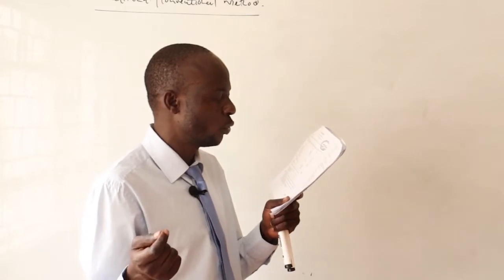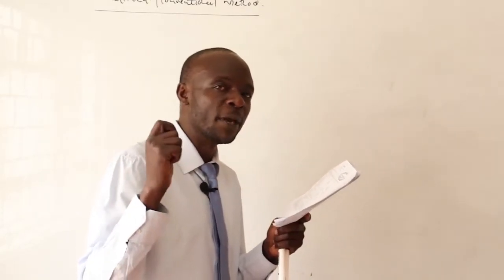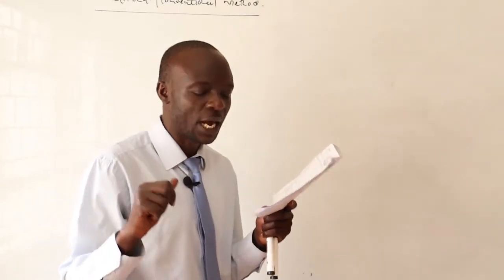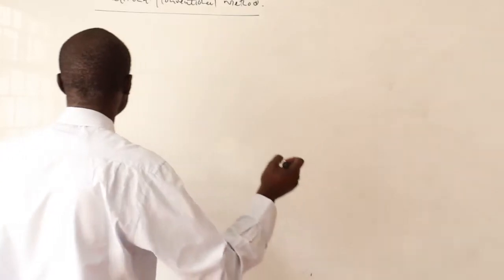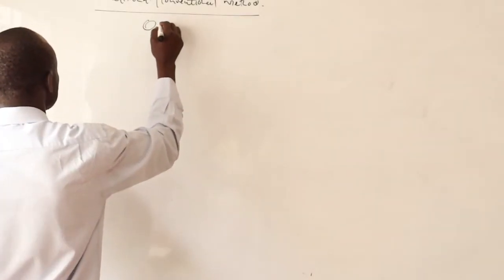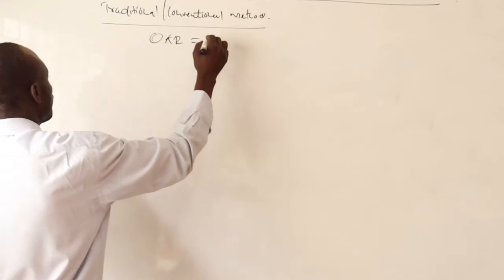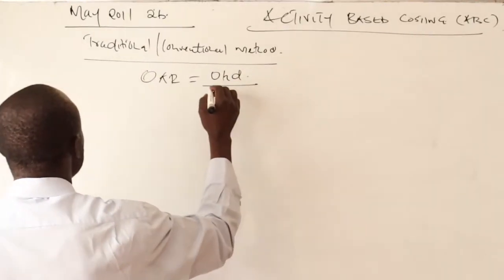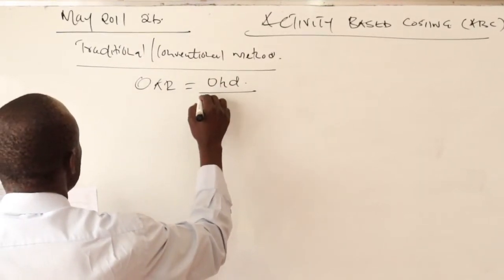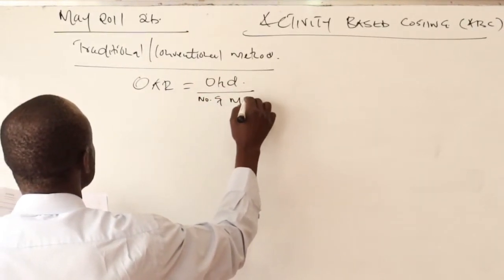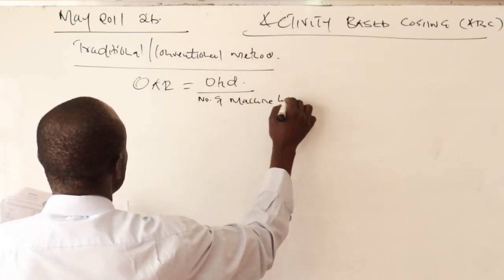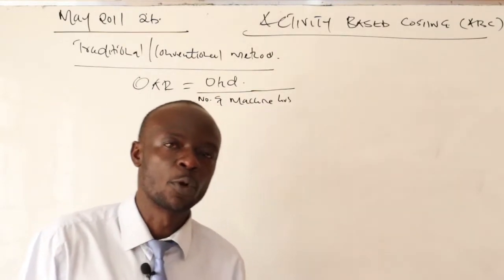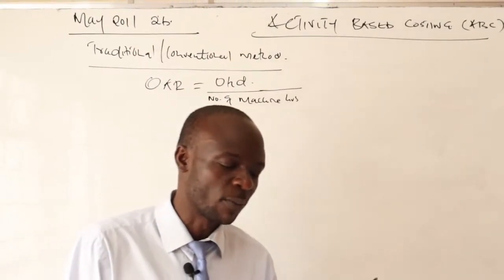So note number 2 tells us the current method they are using to absorb overheads. They are using overheads absorbed using the machine hour rates. In the traditional method, we must be able to get the overhead absorption rate, which is total overheads over the number of machine hours. That is the current absorption rate they are using. When it comes to machine hours, you don't multiply by 100. You just use the number of machine hours.